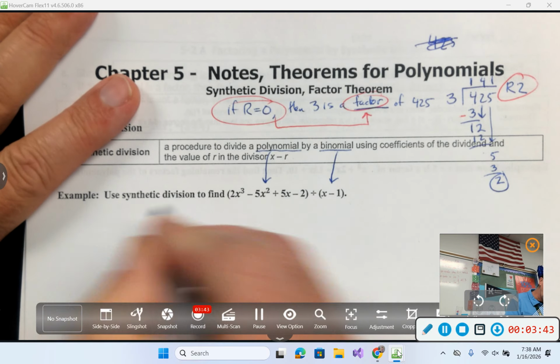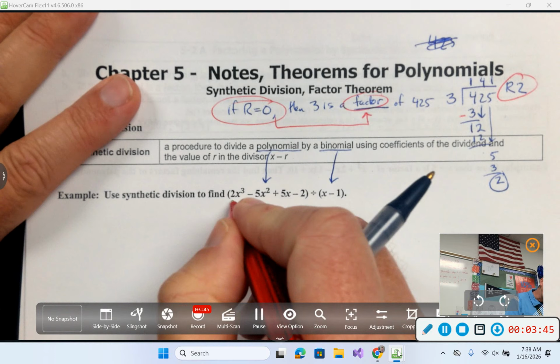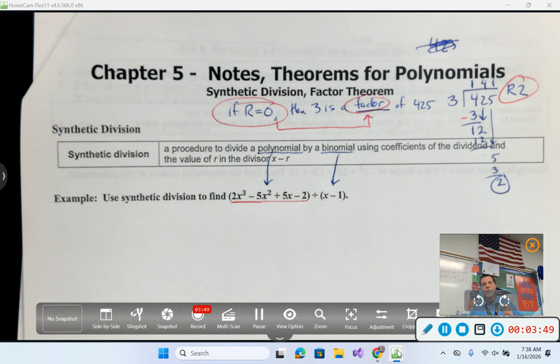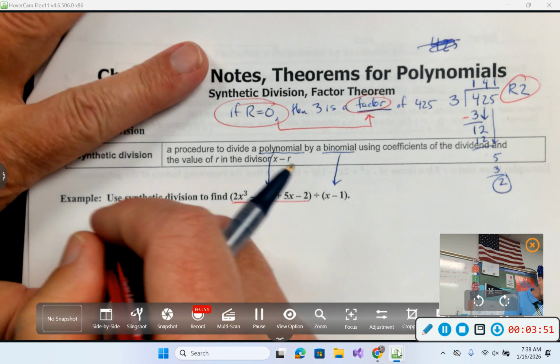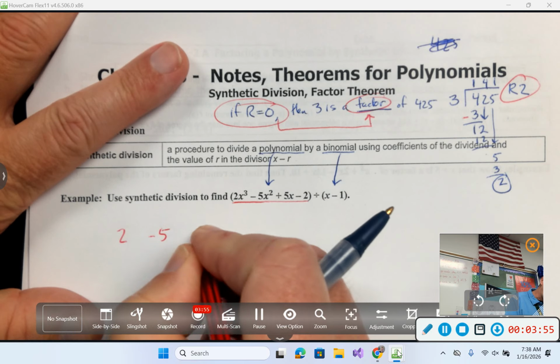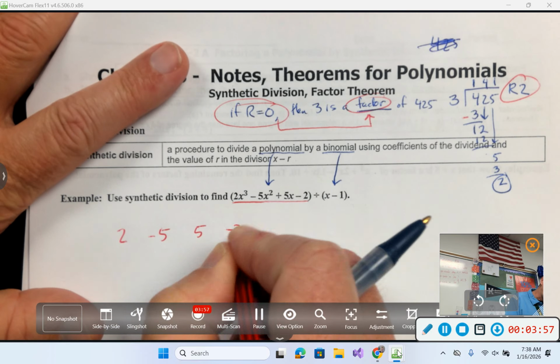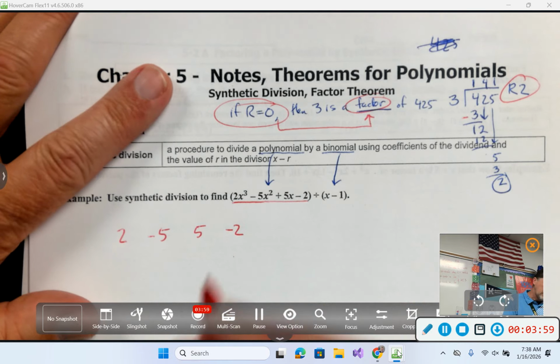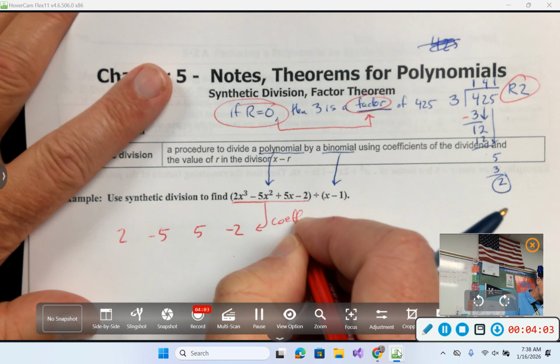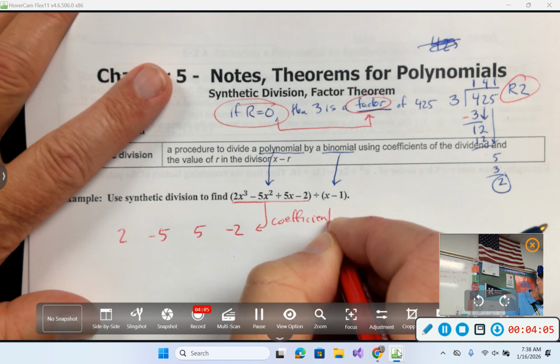You start by using these coefficients, but just the coefficients. So don't write down x cubed and x squared and x. You're just going to write down 2, negative 5, 5, negative 2. So coefficients.